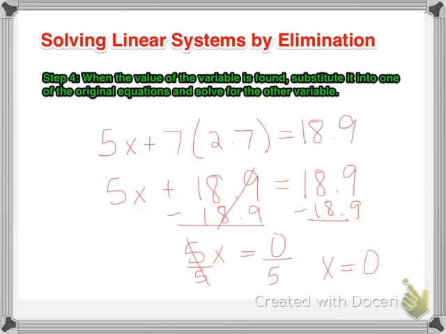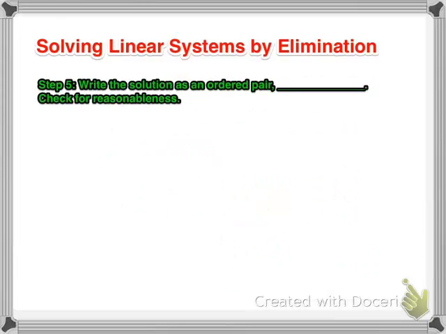Now that we have a value for both variables, I'm going to write the solution as an ordered pair, and that would be of the form x, y. And then I'll check for reasonableness. Our solution as an ordered pair is 0, 2.7. To check for reasonableness, I'm just going to take that ordered pair and put it back into the original equations.